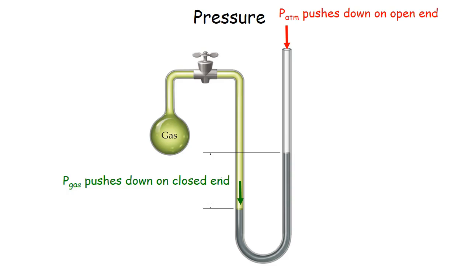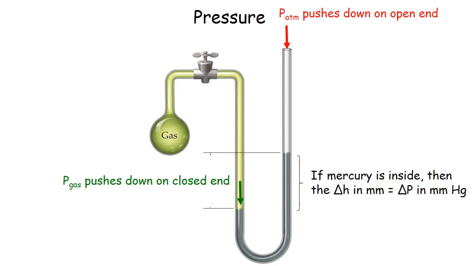When you have a difference, like you do here, if the U part of that tube is filled with mercury, then the difference in height that I've abbreviated delta H, that difference in height in millimeters, will be the difference in pressure between the gas and the atmosphere in millimeters of mercury. So if you know the atmospheric pressure, then you can determine the pressure of the gas inside the tube just using the difference in the 2 heights.